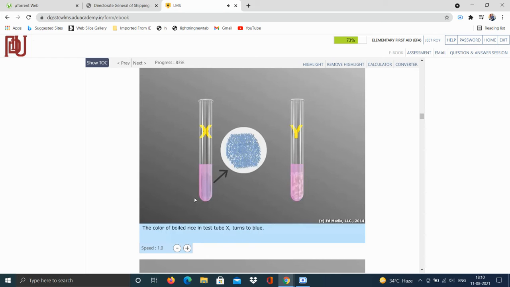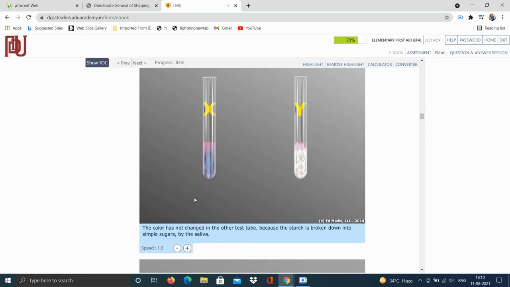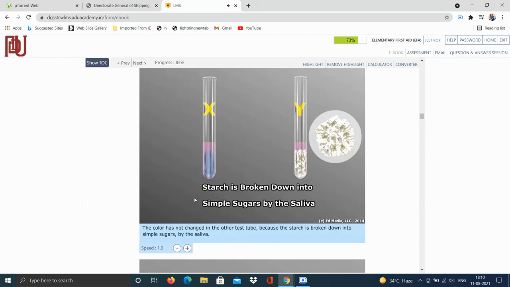The color of boiled rice in test tube X turns to blue. This is due to the presence of starch. The color has not changed in the other test tube because the starch is broken down into simple sugars by the saliva.